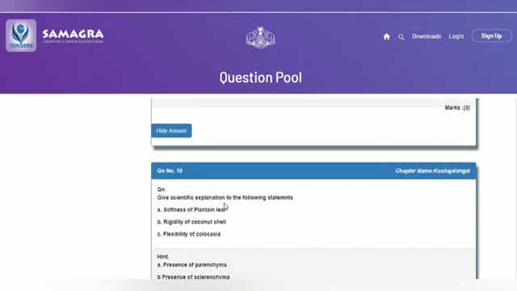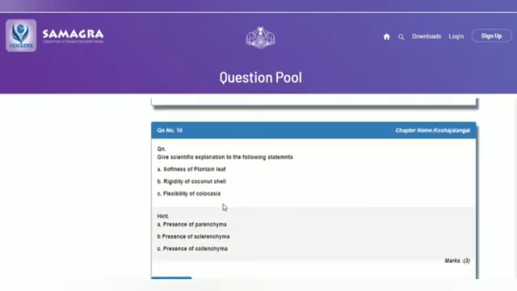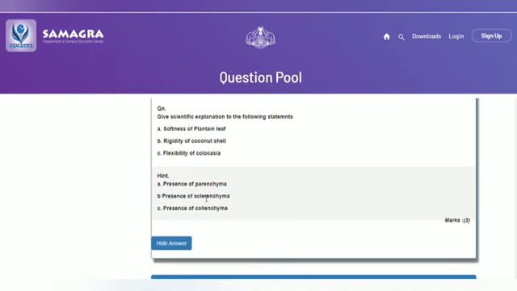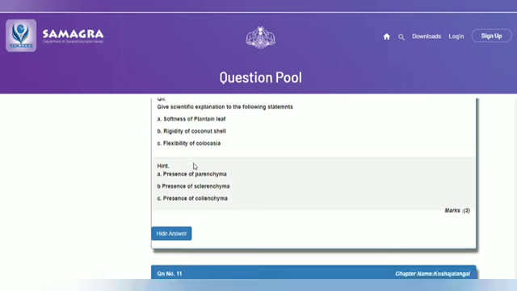Give scientific explanation of the following statements. Softness of a plantain leaf is due to the presence of parenchyma. Rigidity of coconut shell is due to the presence of sclerenchyma. Flexibility of colocasia is due to the presence of collenchyma.